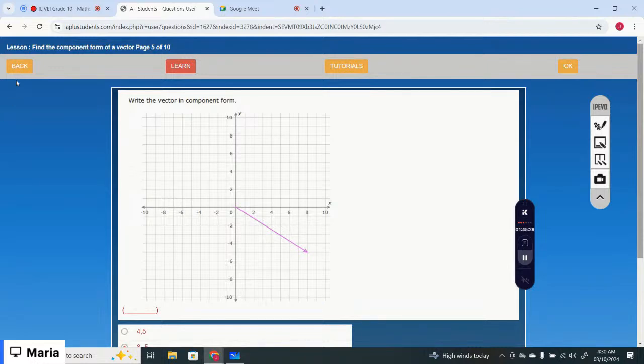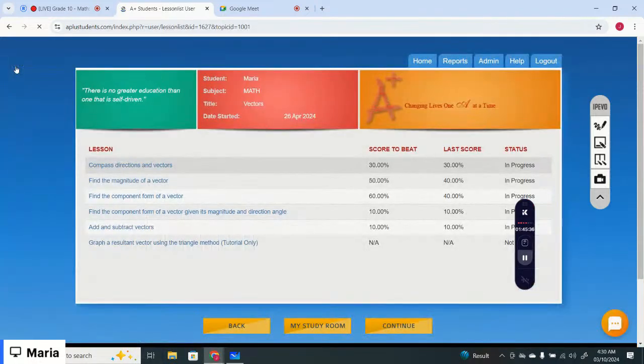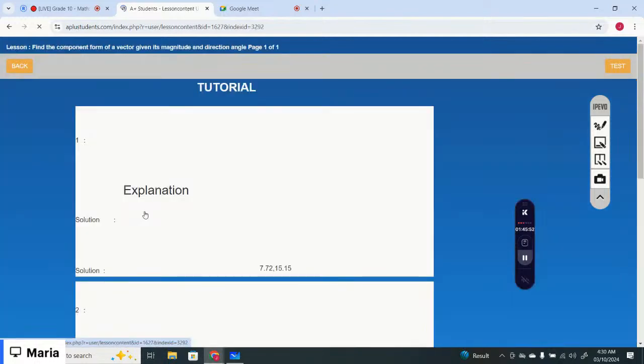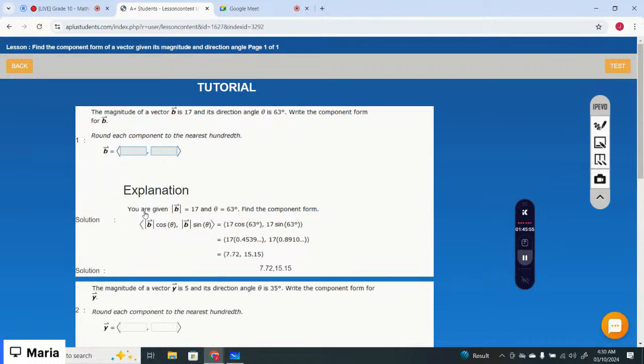Okay, you can complete the lesson by yourself later today. Let me just move on to the next lesson. The next lesson is, find the component form of a vector given its magnitude and direction angle. The magnitude of the vector D is 17. The direction angle is 63 degrees. Write the component form of P.